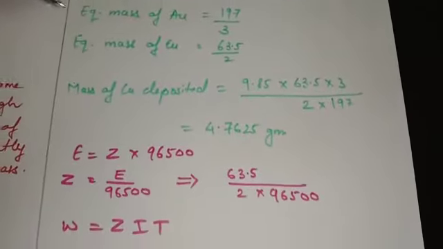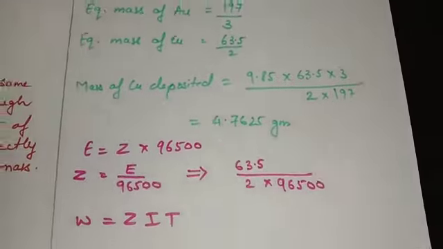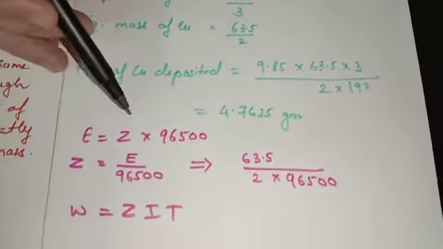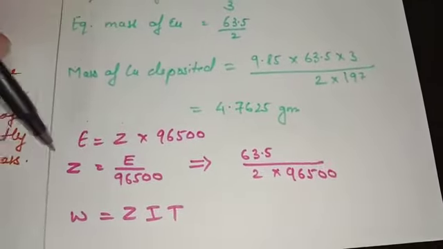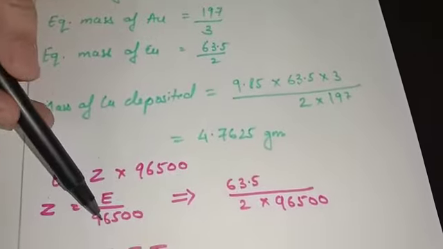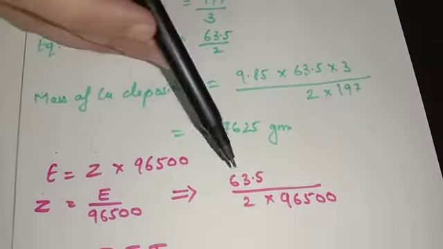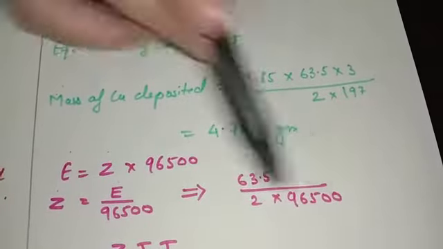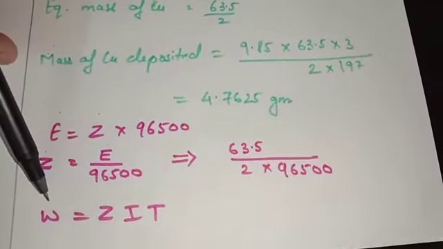Now our second task is to calculate the magnitude of the current in ampere. We know that E is equal to Z into 96500. Then what is the value of Z? Z is equal to E upon 96500. And what is this E? E is equal to 63.5 upon 2. We know the formula, that is W is equal to ZIT.